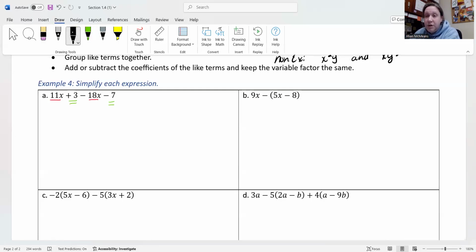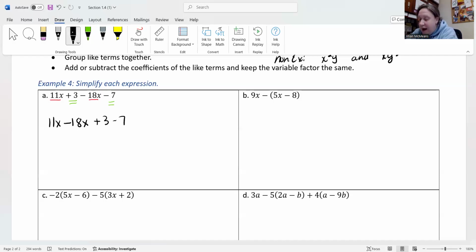So what I need to do now is just kind of group them together so that I can easily combine them. Now, the grouping together part is really helpful when you are first learning how to simplify algebraic expressions. Once you get really comfortable, you don't necessarily have to group them together, but just always use caution here, okay? So I want to write my 11x and my 18x together, but just notice 18x, we're subtracting it. So when I move it, I still need to subtract it. And then I've got my plus 3 and my minus 7, okay?